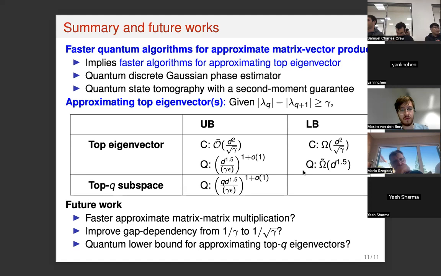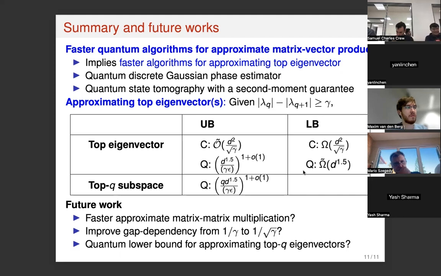I think one reason we started this project is that at the very beginning, Ronald and I were thinking about how to quantize some complex optimization algorithm. Then we realized that in one subroutine, we really would like to have a quantum speedup for approximating the top eigenvector, and then we started this project.